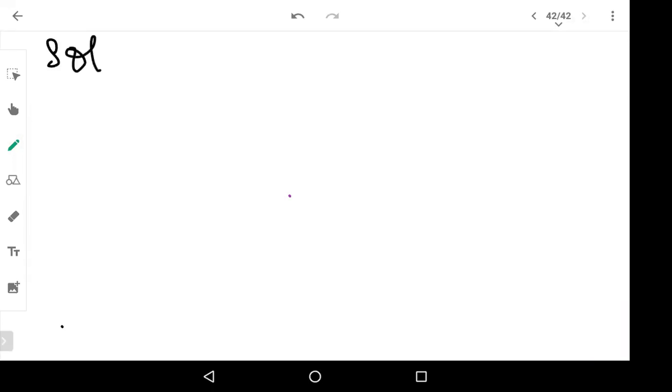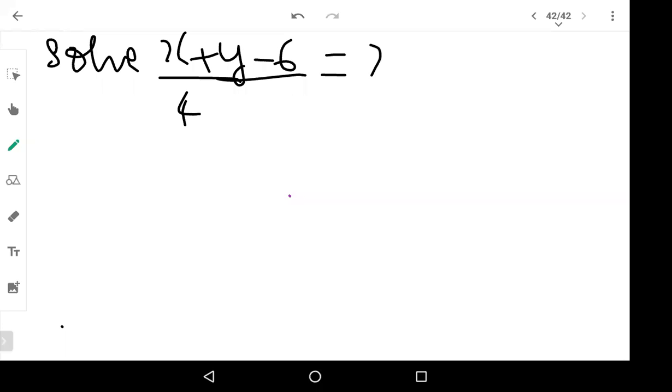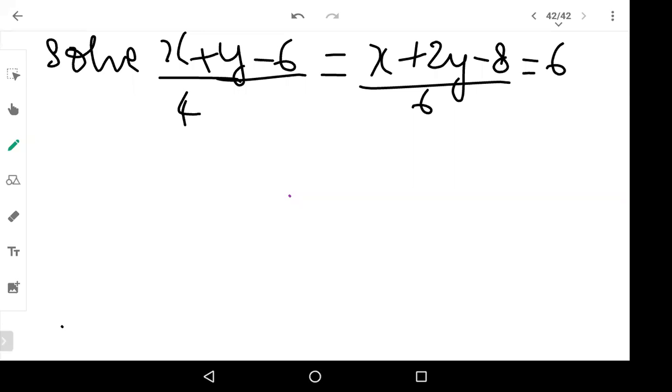Solve: (x plus y)/4 = (x plus y minus 6)/4 = (x plus 2y minus 8)/6 = (6x plus y)/20. Now here, if you see, you have three forms of the equation, but it is equal to. It is not plus or minus. It is equal to.